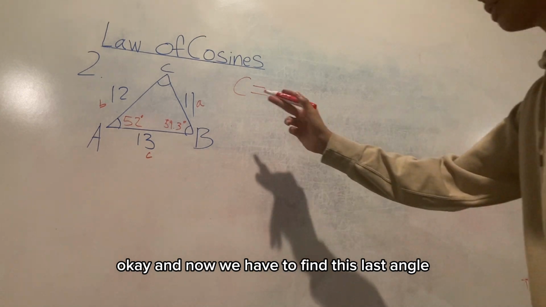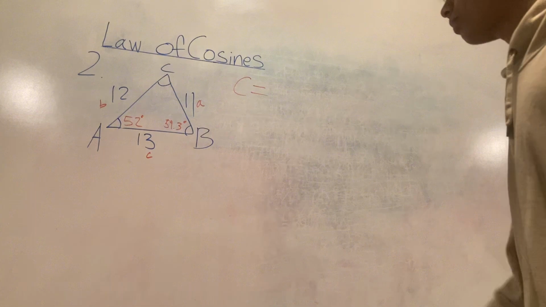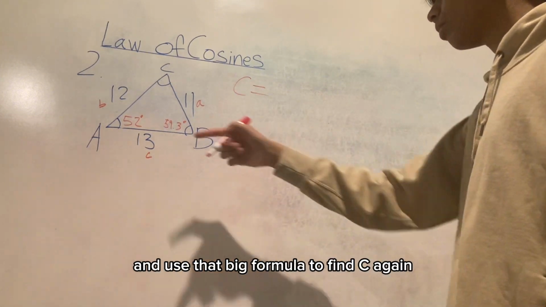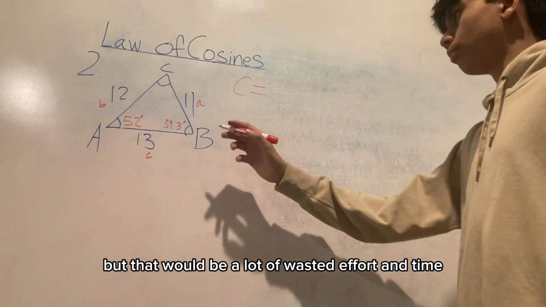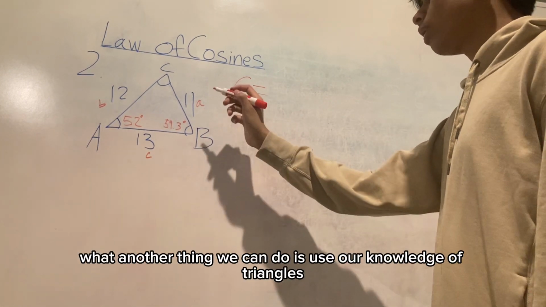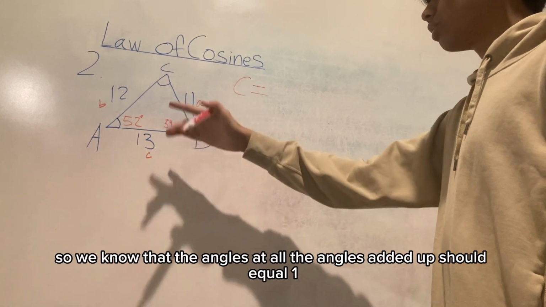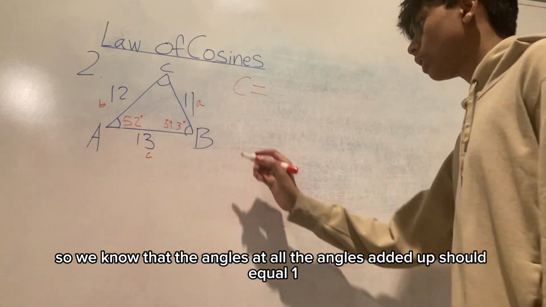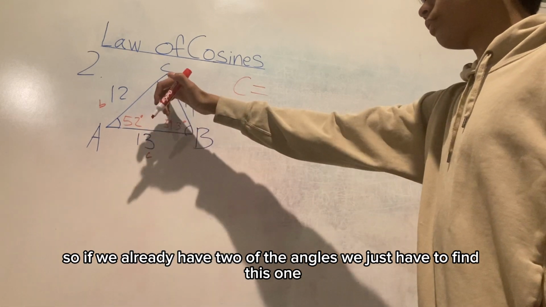Okay, and now we have to find this last angle because we have angle A and B. So we could use the law of cosines again and use that big formula to find C again, but that would be a lot of wasted effort and time. Another thing we can do is use our knowledge of triangles. So we know that all the angles added up should equal 180. So if we already have two of the angles, we just have to find this one.